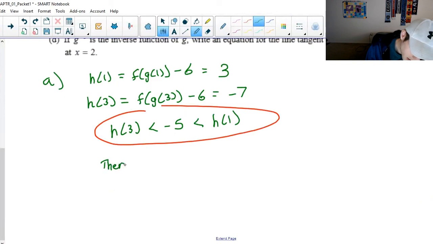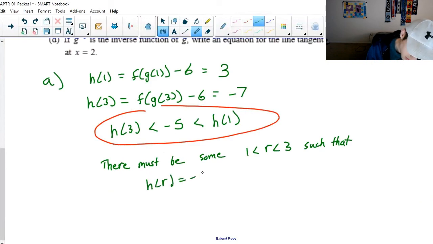then we can immediately state there must be some r, let me say r between 1 and 3, such that h of r equals negative 5. And how do we know that? Because we have to justify our answer. That is by the intermediate value theorem.